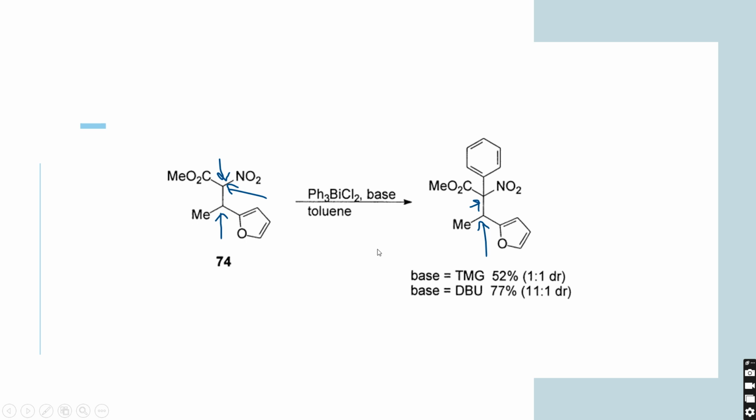Similar reactivity is observed in presence of this aryl bismuth reagent in presence of base, where this active methylene compound, where you can expect the presence of acidic proton at this carbon, undergoes aryl transfer at this position with the phenyl groups attached to the bismuth center. Okay, and the diastereomer formation is coming because of these two chiral centers present.